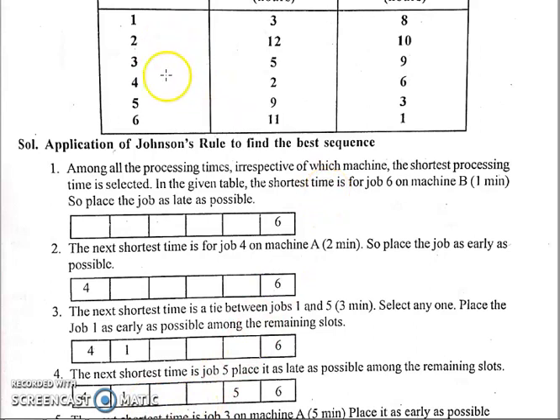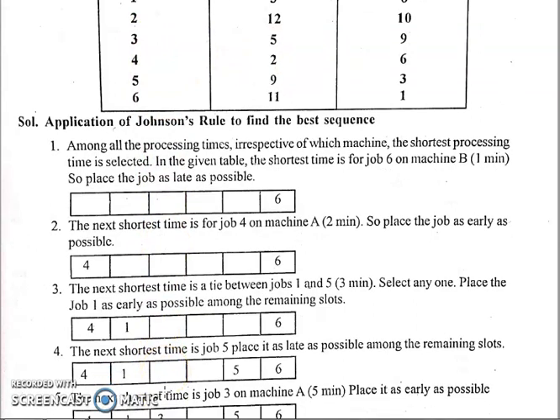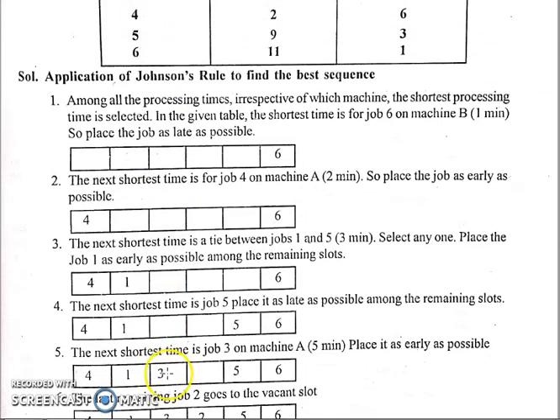Next, out of 2 and 3, which is the minimum? Minimum number is 5. 5 is on machine A. So take this third job on the left hand side. That is 3 here. See, 3 here. And only remaining is what? 2. That is the only vacancy. So keep the 2 here.